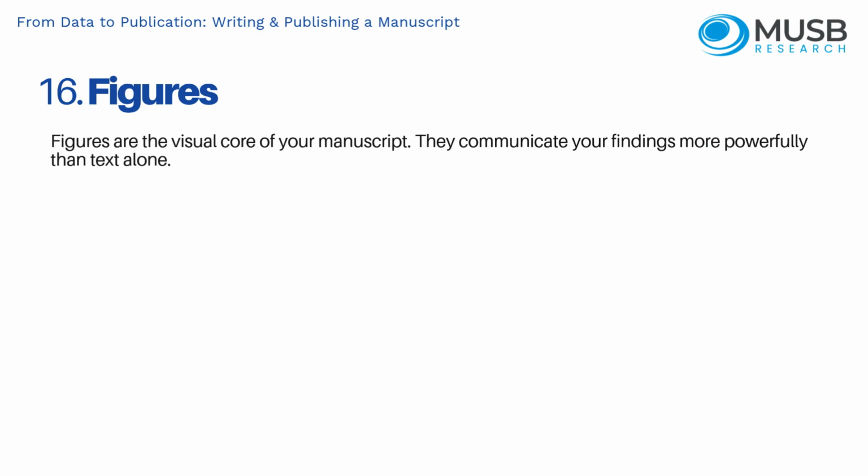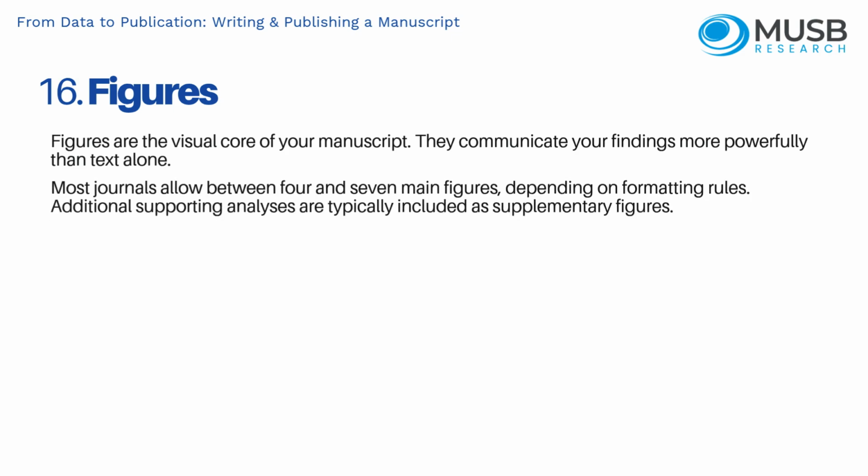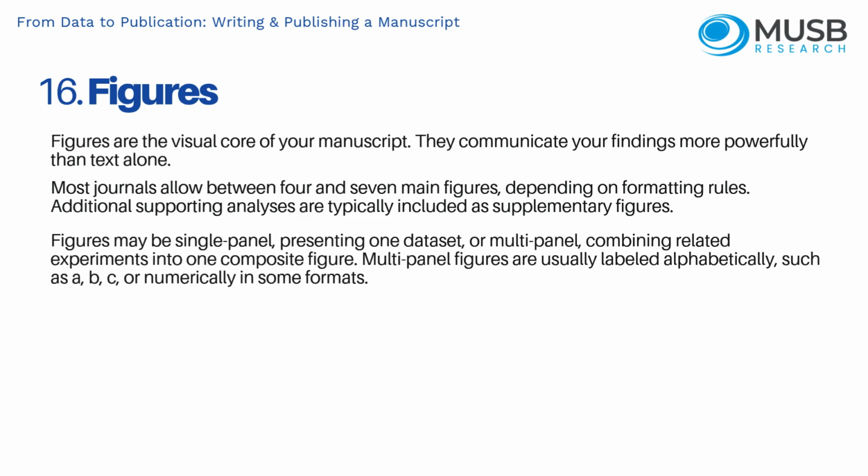Figures are the visual core of your manuscript. They communicate your findings more powerfully than text alone. Most journals allow between 4 and 7 main figures, depending on formatting rules. Additional supporting analyses are typically included as supplementary figures. Figures may be single-panel, presenting one dataset, or multi-panel, combining related experiments into one composite figure.